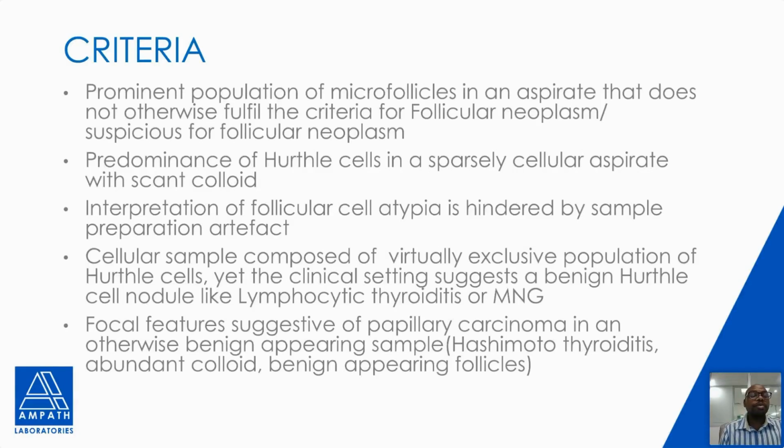Interpretation of follicular cell atypia is hindered by sample preparation artifacts. So if you have some artifacts that are hindering you from interpreting the cellular atypia, this is the category where you put it. Or a cellular sample composed virtually exclusively of Hürthle cells, yet the clinical setting suggests a benign Hürthle cell nodule, like lymphocytic thyroiditis or multinodular goiter. In that case, you are going to put it under atypia of undetermined significance or follicular lesion of undetermined significance. Or if you have focal features suggestive of papillary carcinoma in an otherwise benign appearing sample, like Hashimoto thyroiditis, abundant colloid, and benign appearing follicles, but you have focal features suggestive of papillary carcinoma, you can put it in this category.